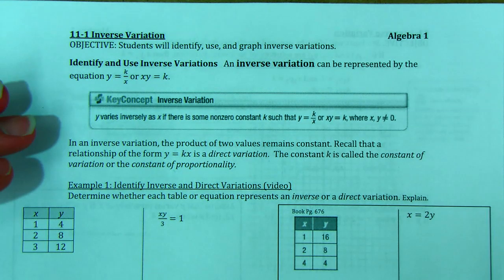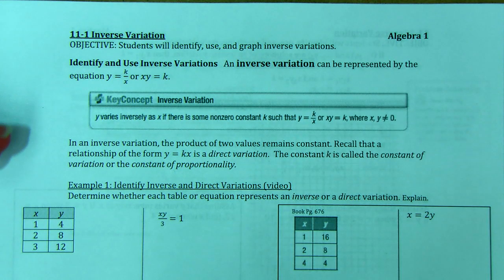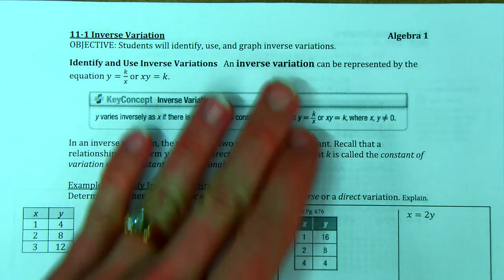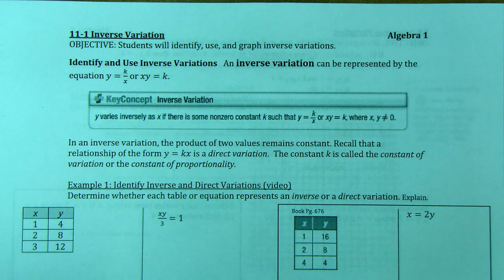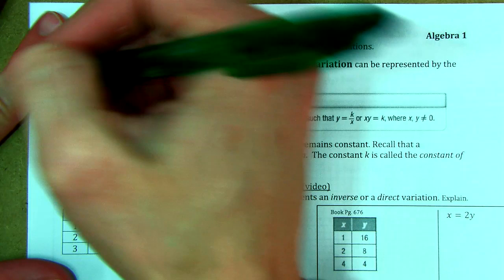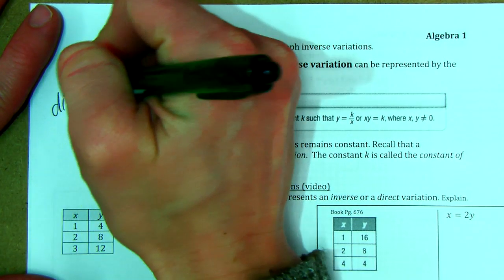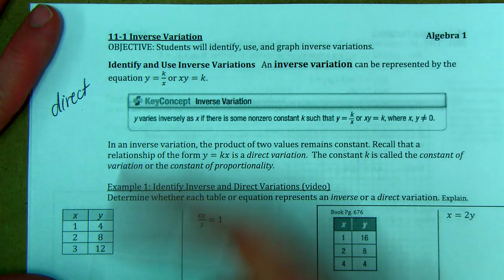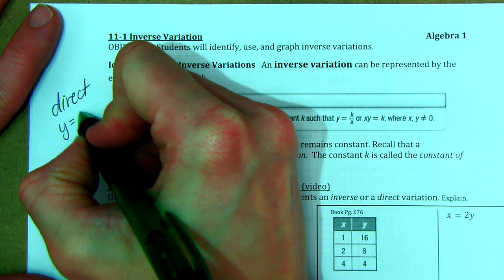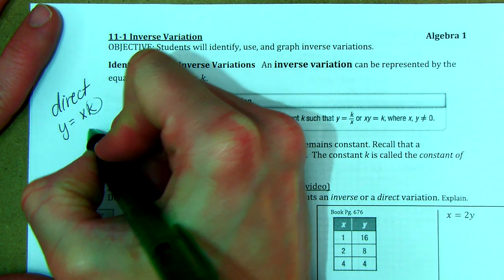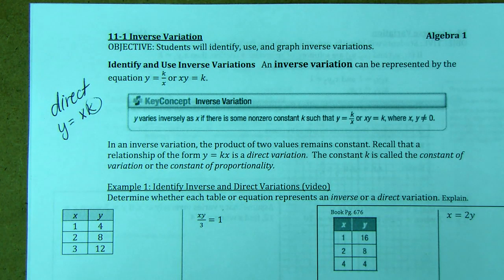So without further ado, the first thing we're going to talk about in lesson 1 is inverse variations. Now, we've talked about direct variations before. In a direct variation, y is always equal to x times some constant. Whatever x is, you simply multiply by something, and that is how you get your y. So if it's a direct variation, your equation is y equals kx, where k is your constant, and you're just multiplying by x.